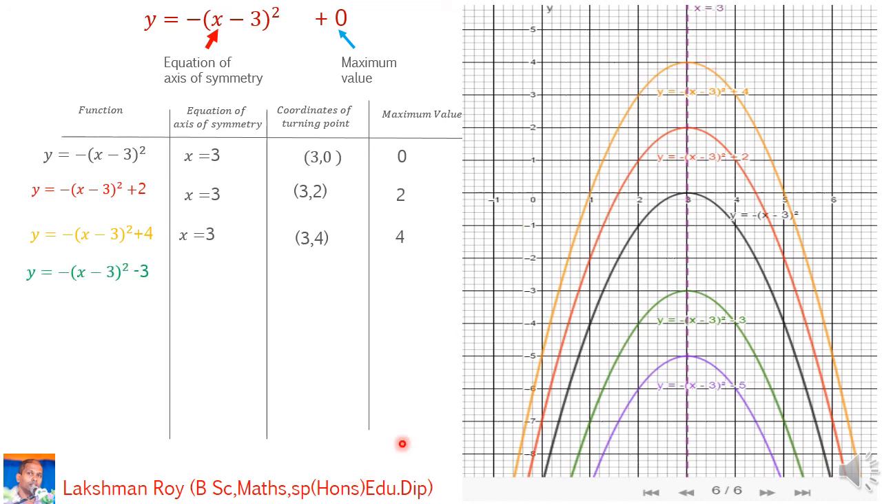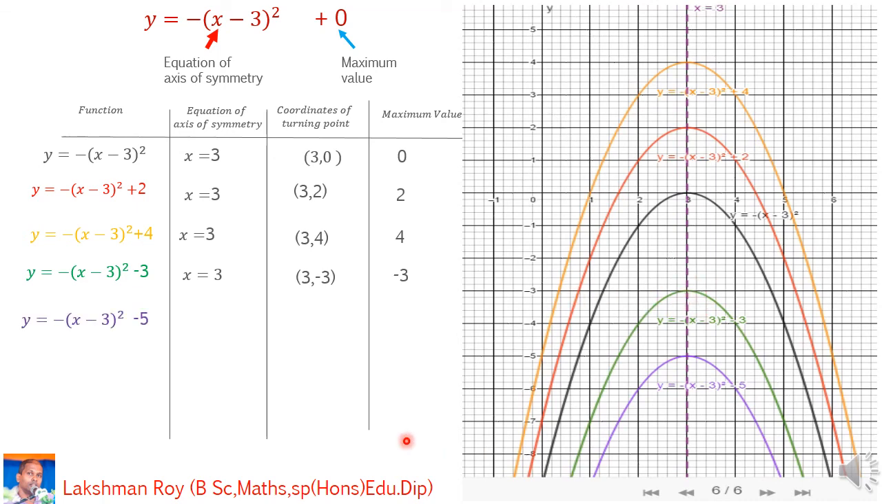Then vertically down, what happened? y equals negative (x minus 3) squared minus 3. What is the axis of symmetry? x equals 3, it does not change. Then the coordinate of the turning point: the x coordinate is 3, the y coordinate is negative 3. The maximum value becomes negative 3.